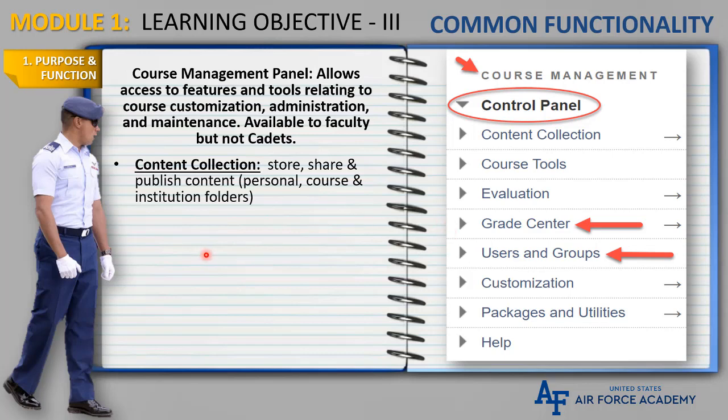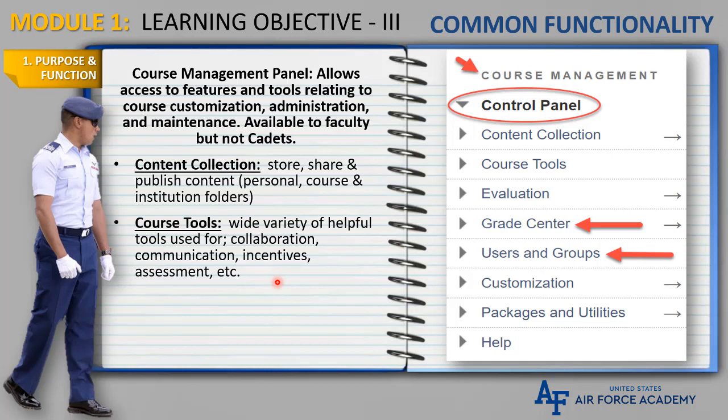Content collection is just a SharePoint type of situation where all of the content that you have uploaded into your course is shared. There's also the ability to go higher into that, where you see institutional folders where other content is stored that you can access as well. Course Tools has a wide variety of helpful tools, and this is where you'll find Collaborate Ultra. This is where you'll find the Respondus Lockdown Browser, different functions within your course that help with collaboration, communication, incentives, and assessments for you and for your students.